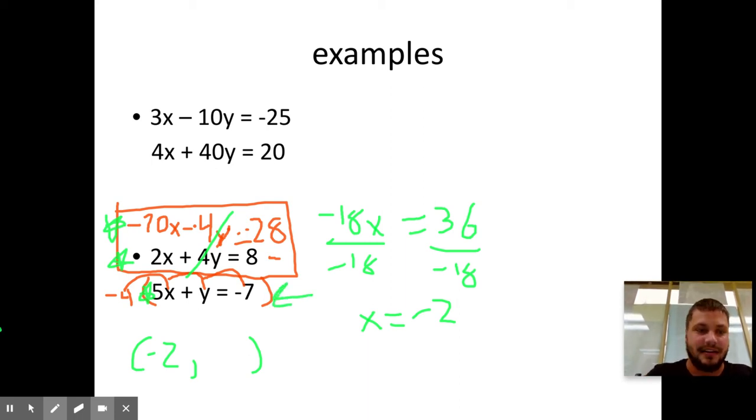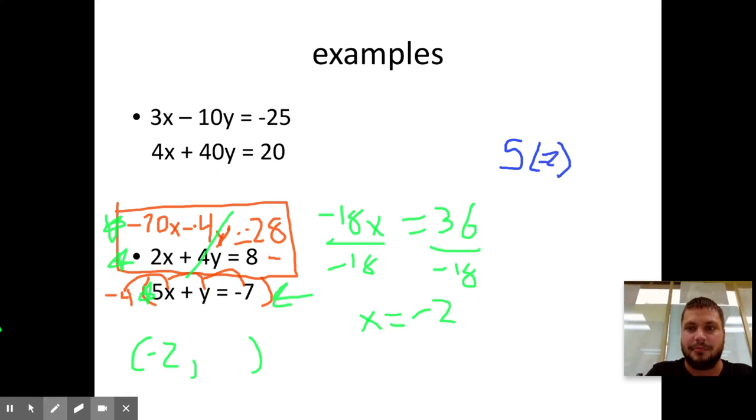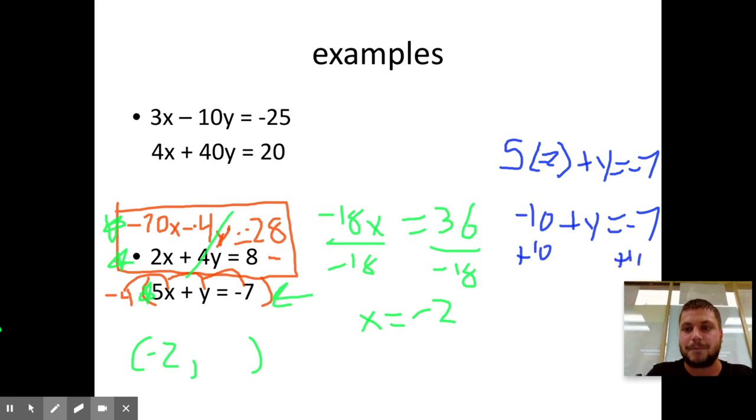I'll change colors so we can stay organized. I've got 5 times what I know x to be, which is negative 2, plus y equals negative 7. So negative 10 plus y equals negative 7. I add 10, and I get that y equals negative 3. Negative 2, comma, negative 3. That's my answer. It's where the two lines cross. That's the x, comma, y coordinate that makes both of those equations true.